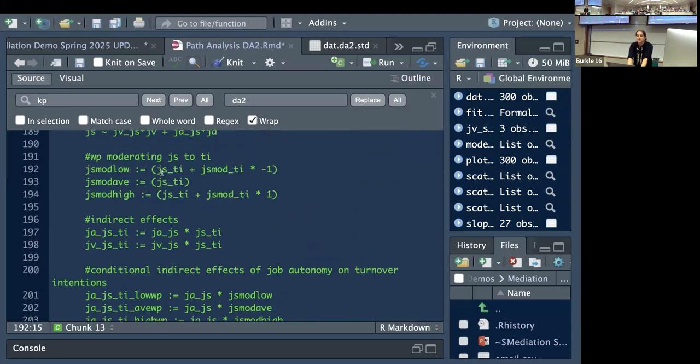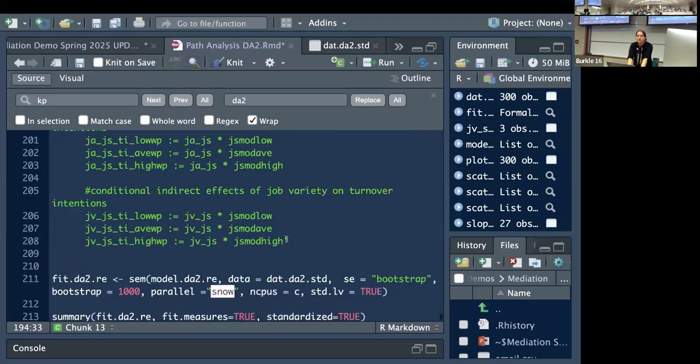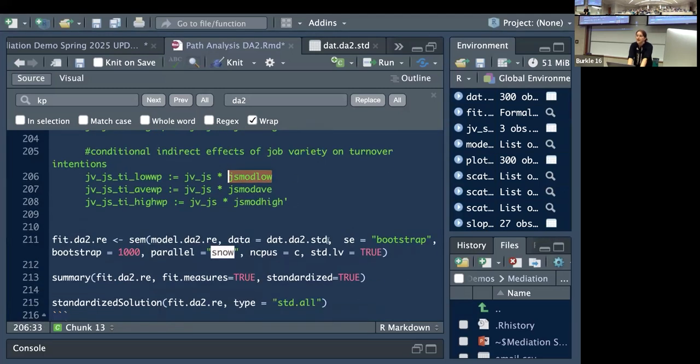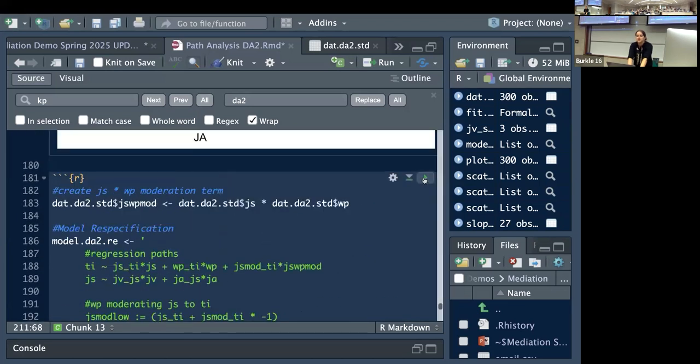Up here, we said, what is the relationship between job satisfaction and turnover going to be when work passion is low, work passion is average, and work passion is high? We can just do that down here. We can use that predetermined parameter. Then we're going to estimate the model. We're going to use bootstrapping because we've got mediation, okay?